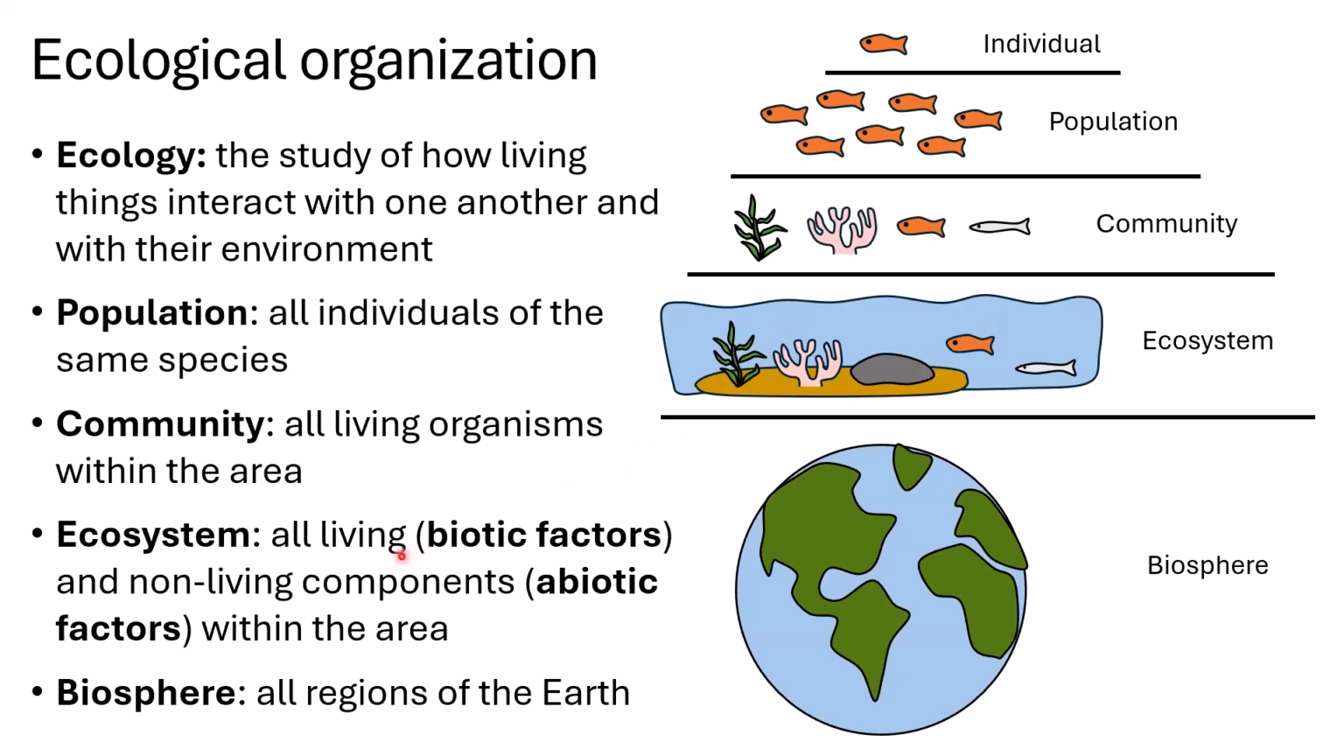The living components are called biotic factors. Remember that bio means life. This includes everything that is or was living, such as animals, plants, microbes, and decaying organic matter. The non-living components are referred to as abiotic factors, so without life. This includes the soil, water, and the climate of an ecosystem. All of the ecosystems and regions on Earth then make up the biosphere.